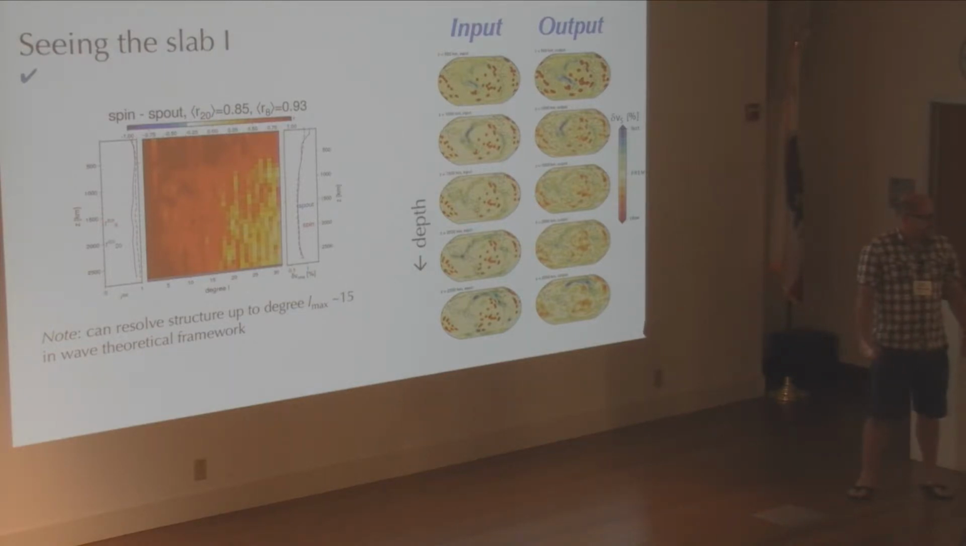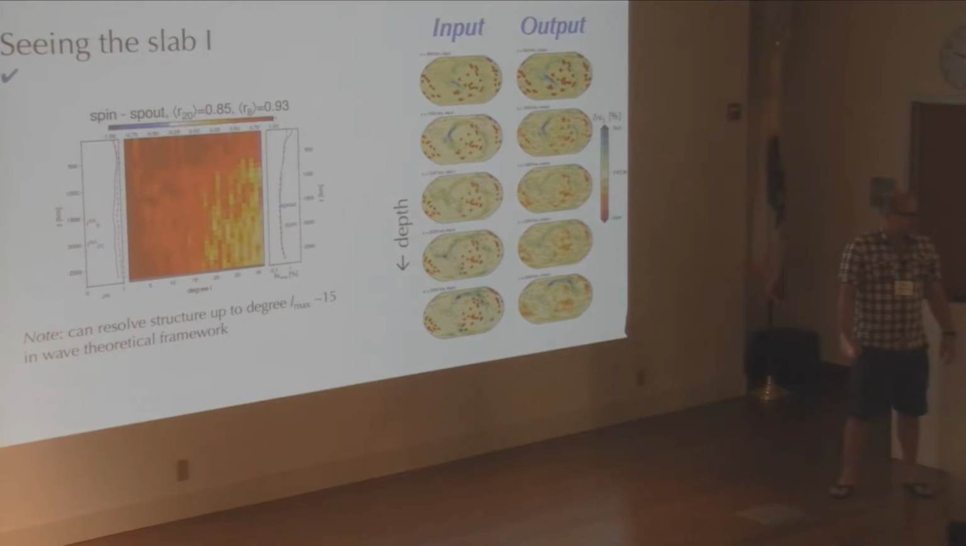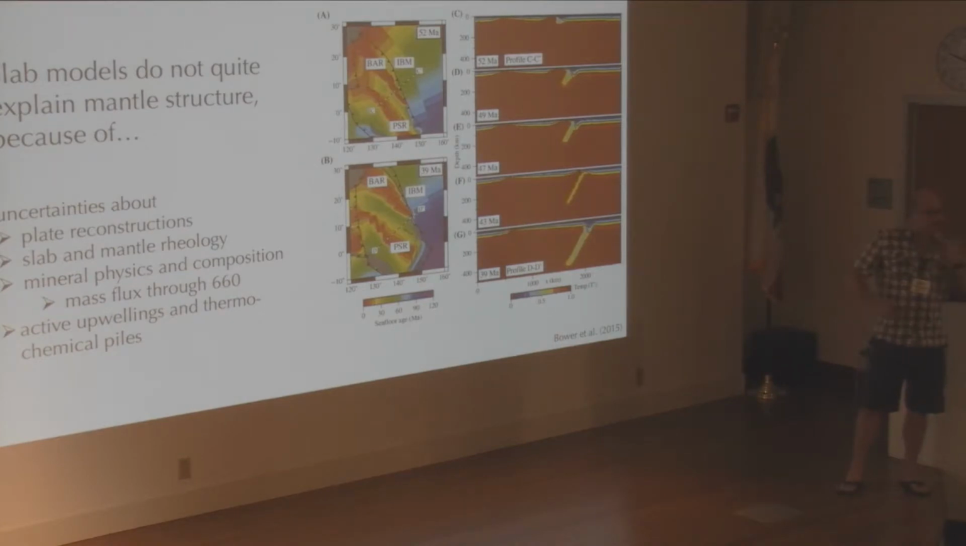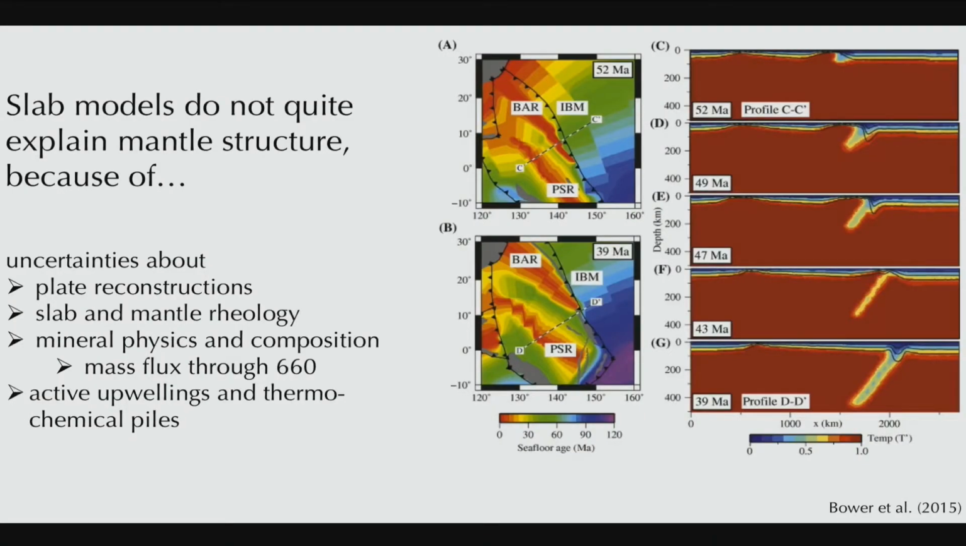Okay, think about it. So my point is that our geodynamic models are good enough to create structures of a scale that tomography should see. Tomography does not see these structures, therefore something is missing.